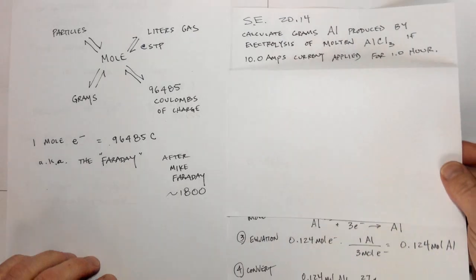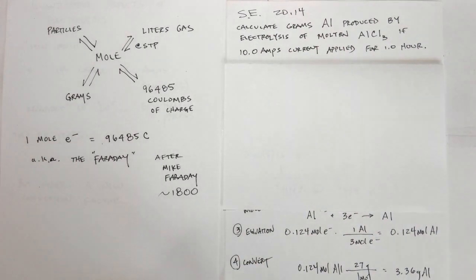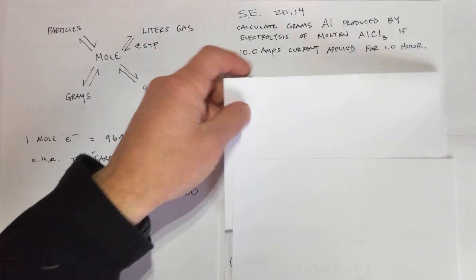So here's our first sample exercise. This one comes from the textbook, and it's called Sample Exercise 20.14, if you have this particular textbook. If not, it's a good example problem of electrolysis. Calculate the grams of aluminum produced by electrolysis of molten, that means melted, aluminum chloride if 10 amperes of current are applied for 1 hour. 10 amps of current are applied for 1 hour.